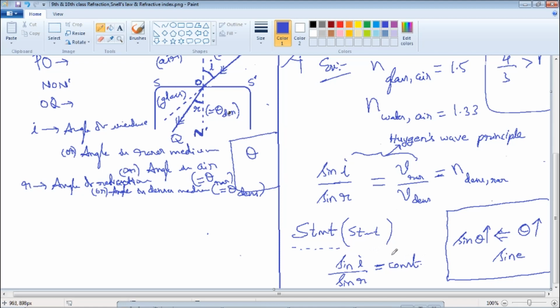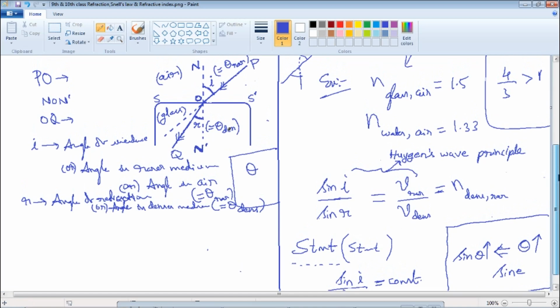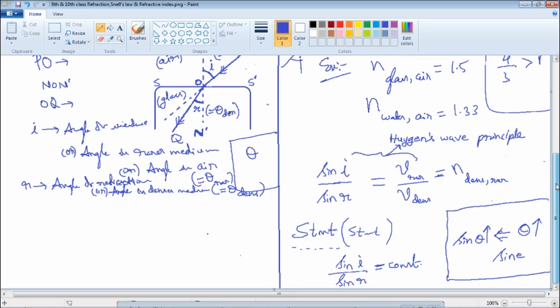Now this constant has another very important meaning. That's the main part of Snell's law of refraction. Actually it's not visible here directly, but the meaning was clearly explained when the law was given by the scientist Snell. He got this law from actual experiments. He did not use Huygens' wave principle. Snell got this law separately without using Huygens' wave principle.